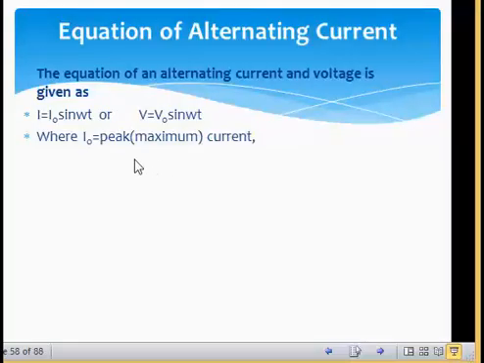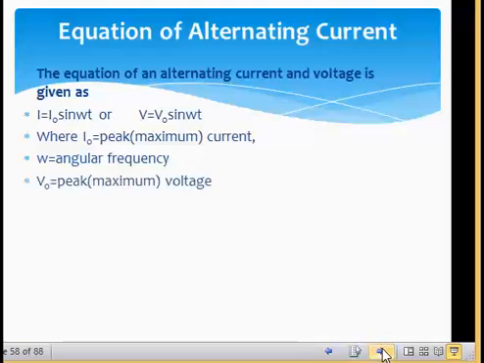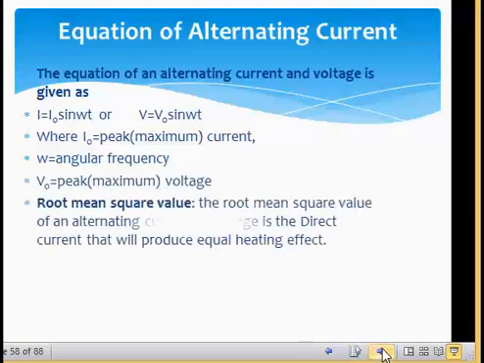You call it the maximum current or the peak current. The omega represents the angular frequency, you already know that. V0 is the peak or maximum voltage. Now we'll talk about the root mean square value of an alternating current.